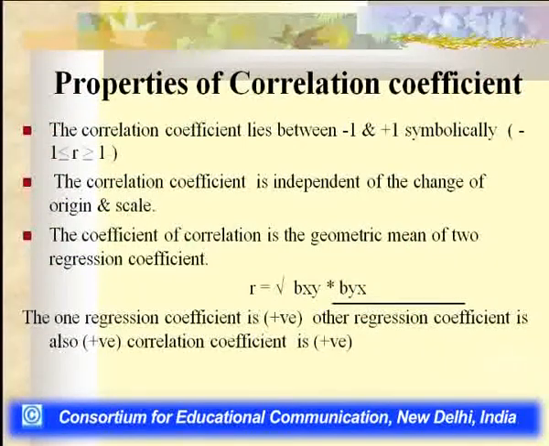And the coefficient of correlation is the geometric mean of the two regression coefficients, that is r is equal to the square root of bxy into byx. Both regression coefficients have the same sign, either both positive or both negative.